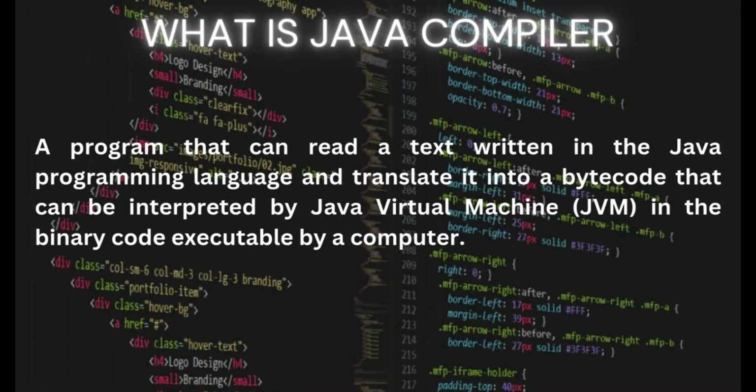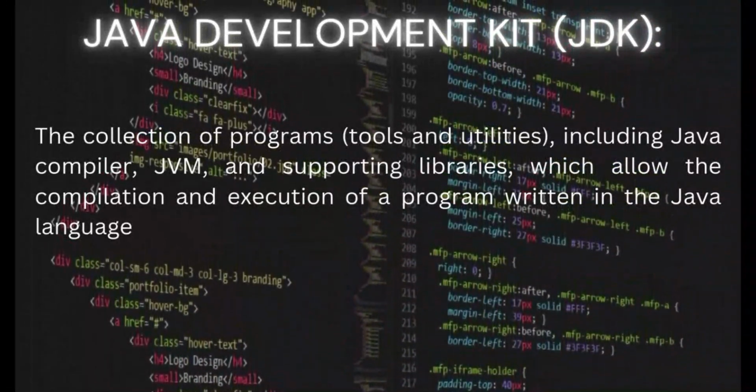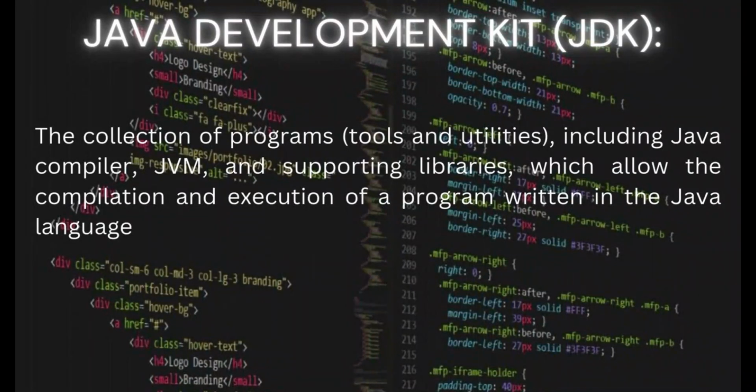All these tools, both your compiler and JVM, are put into a box called the Java Development Kit. So the Java Development Kit is a collection of programs, that's tools and utilities, including the Java compiler, JVM, and all supporting libraries, which allow compilation and execution of a program written in the Java language, right? So the necessary tools and utilities you need to compile and execute a Java program on your system are packed into what we call the Java Development Kit, right? So I'm going to download this kit and then install it on my system.